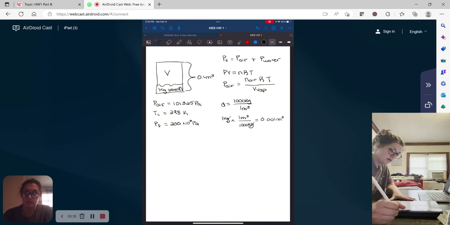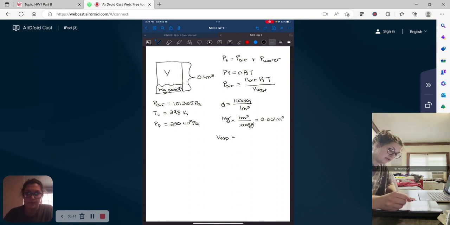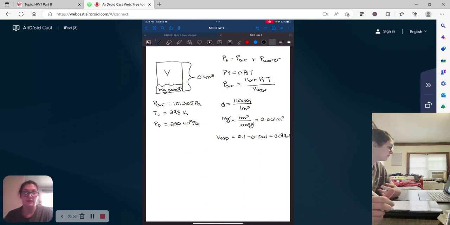From there, we can solve for the volume of the vapor by subtracting this from the total volume. So that's 0.1 minus 0.001. And that gives us 0.099 meters cubed. So now we have that, and we'll be able to plug that value into our partial pressure of air equation. The other unknown is the moles of air, so we can look at that next.